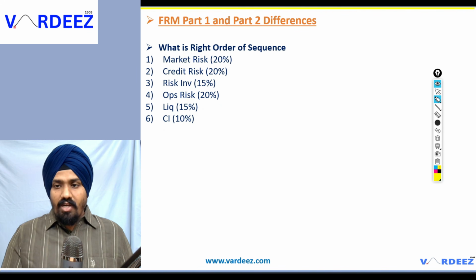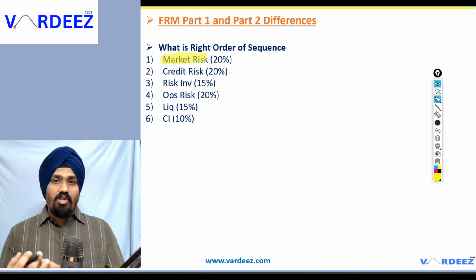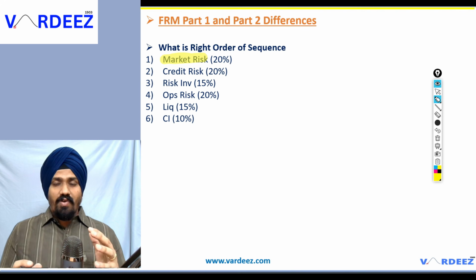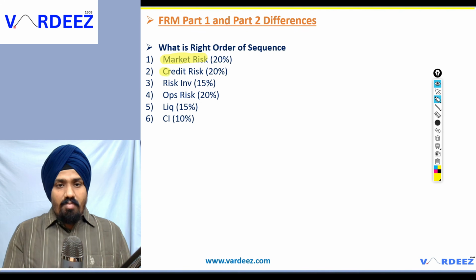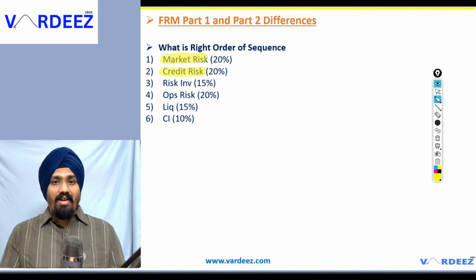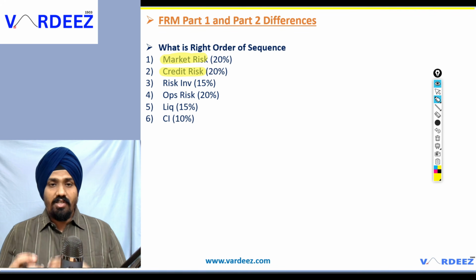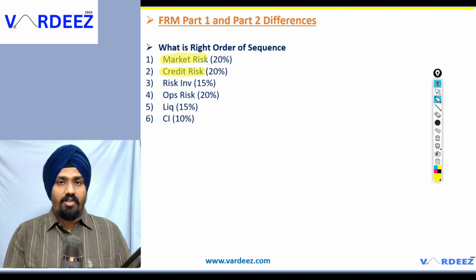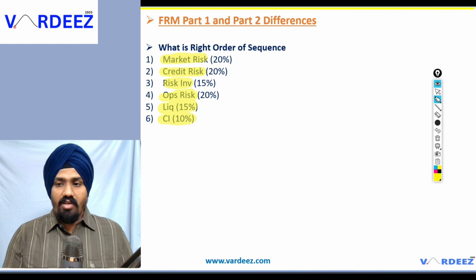Talking about the right order of sequence, start with the market risk, right? Some of the chapters talk about the value at risk, which is a known topic to you from level 1. So you can begin with the market risk. Then begin with the credit risk, something that you've seen in level 1, the Vasicek model, the expected or unexpected losses. So begin with the credit risk next. Then you take the risk investment, operational risk, liquidity risk, and then finally the current issues.